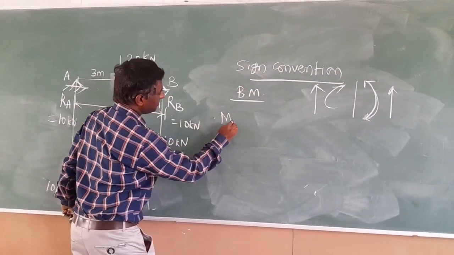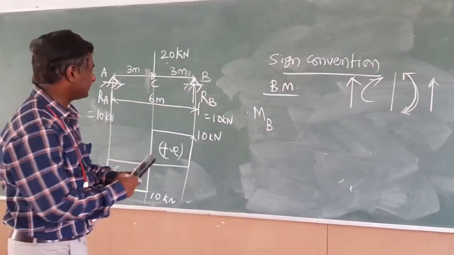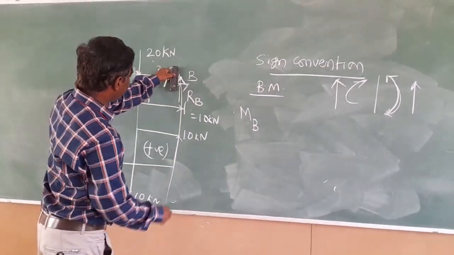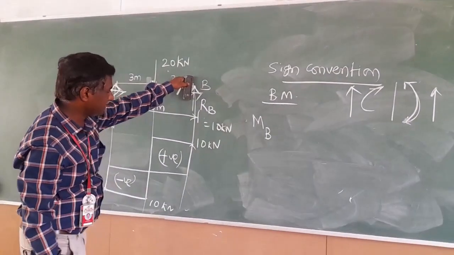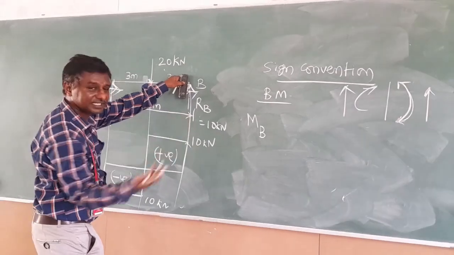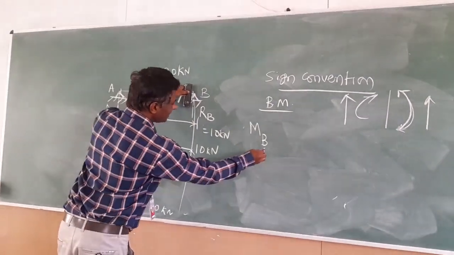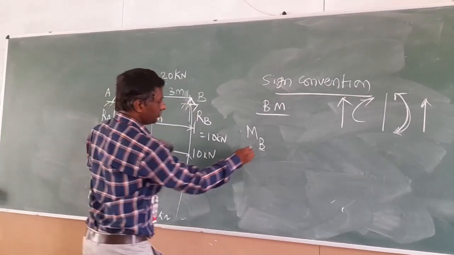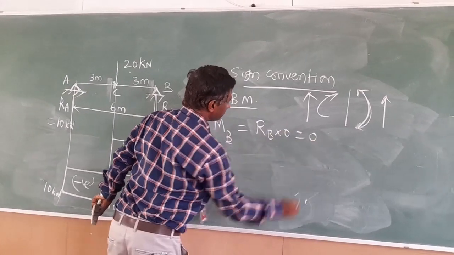So M, that is the bending moment at point B. Bending moment means force into perpendicular distance. So now let's take from the reference point. We can consider either left or right. Now I'll consider the right side because only one load, simple. So RB is the load, but there is no perpendicular distance because I am taking the point B. RB into 0, that is equal to 0 value.